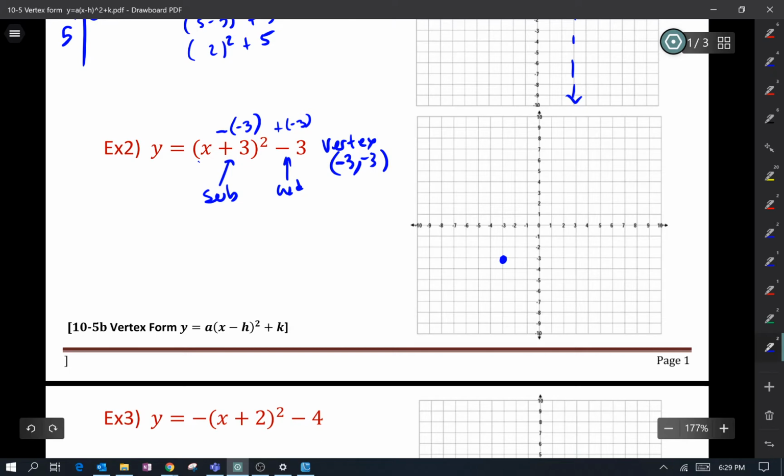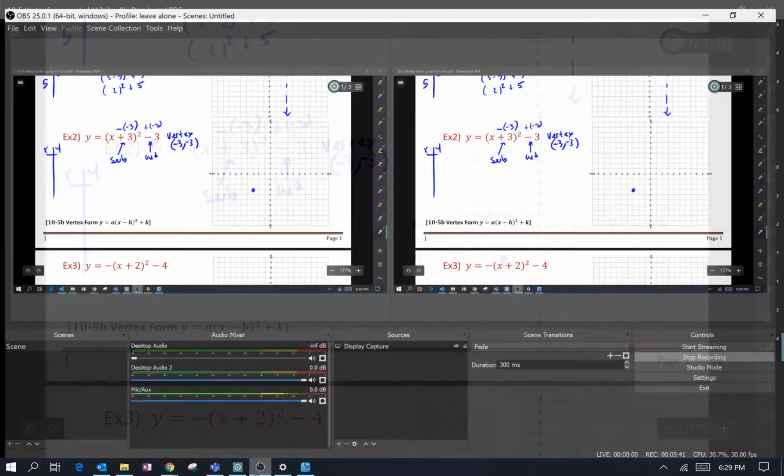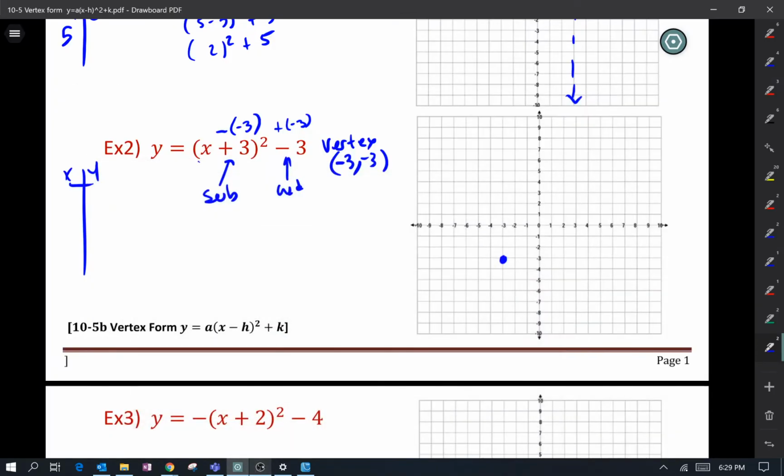Okay. And then we just pick a couple more points. Make sure I'm recording here. That would be the worst. All right. So let's just try some points. 0 would actually be good here, right? 0 would be good. I should draw the line of symmetry while I'm at it so I can.